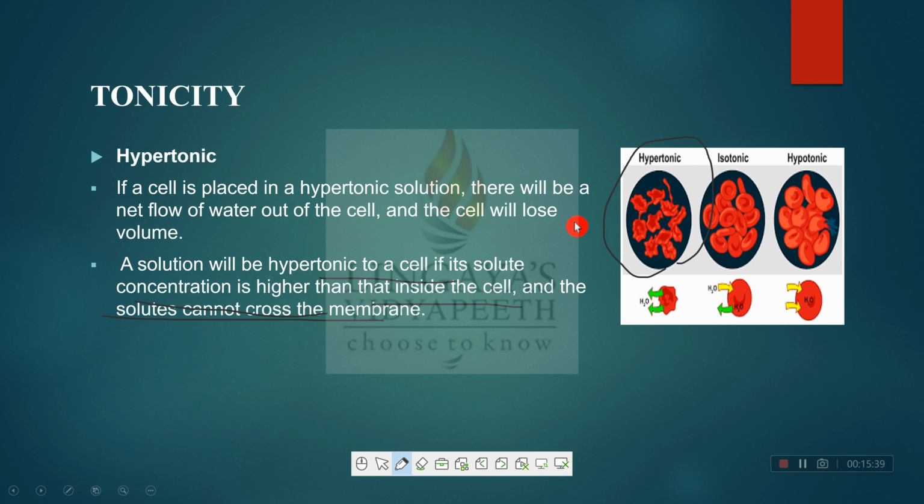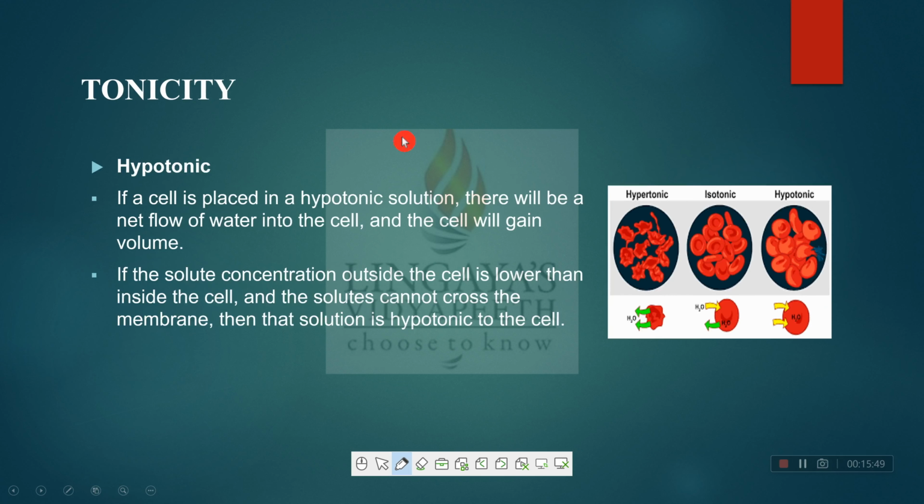So when we place any substance or any cell into a hypertonic solution, the cells will shrink and the water molecules will move out of the cell. So this is a hypertonic solution. Now talking about the hypotonic solution. If a cell is put into a hypotonic solution, there will be a net flow of water into the cell. Thus water will move inside the cell, and what will happen?